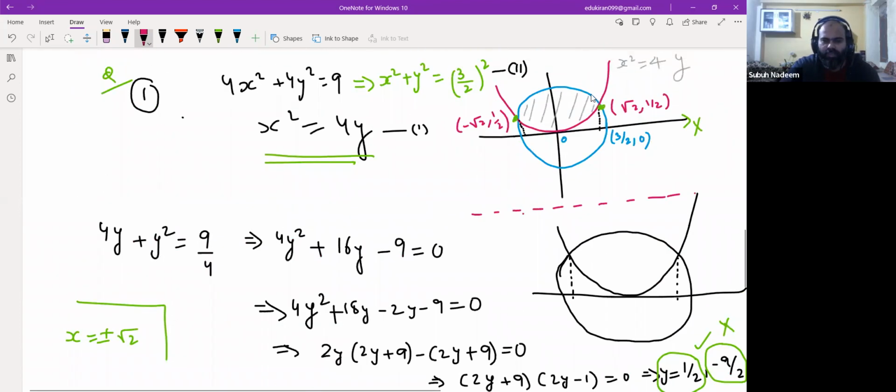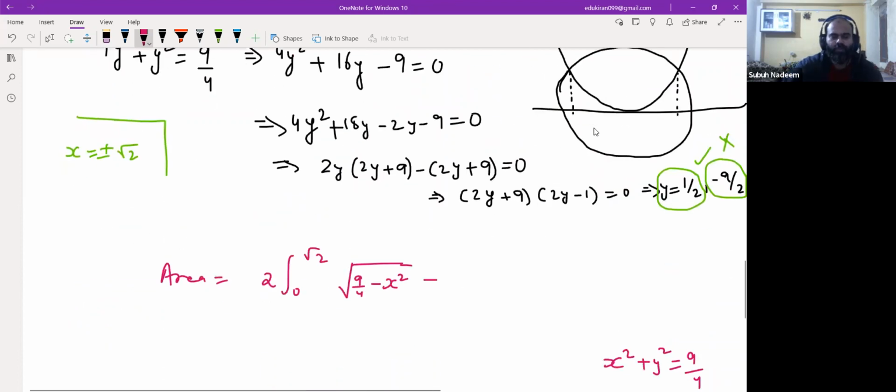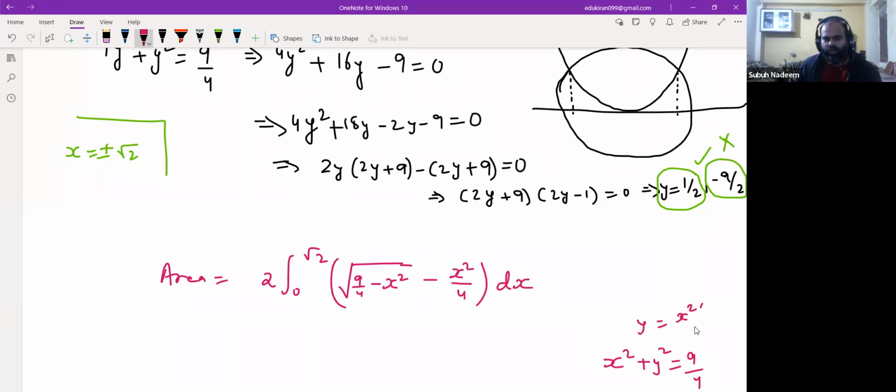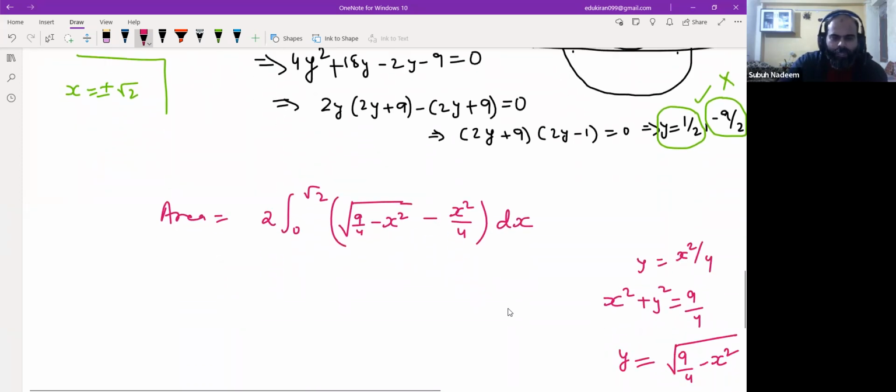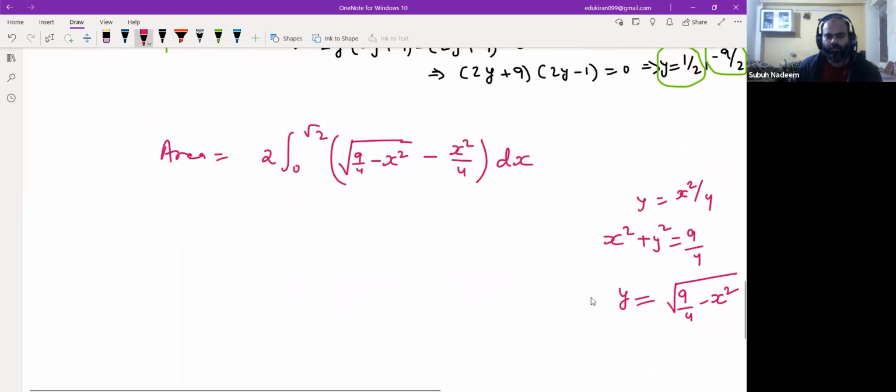The below curve is this curve, which is x square is equal to 4y. So y is equal to x square by 4. Now you have to integrate it. These two curves are there. So can you integrate them? You have to apply the formula of indefinite integration and then put the limits.